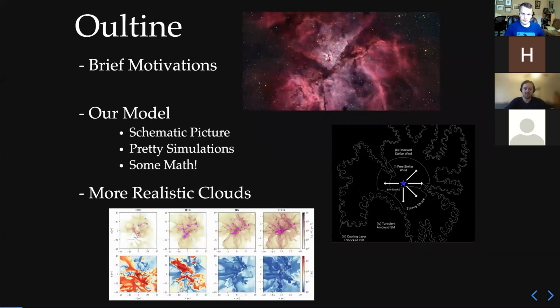So to give you a brief outline of what I'm going to be talking about, I'm going to go over some of the motivations for why we care about O and B stars, and particularly their winds. Then I'm going to delve into my work, how I've contributed to this, and our model for how to understand stellar winds. And finally, I'm going to come back to my most recent work, which should be on the arXiv next week. So we'll get to that at the end.